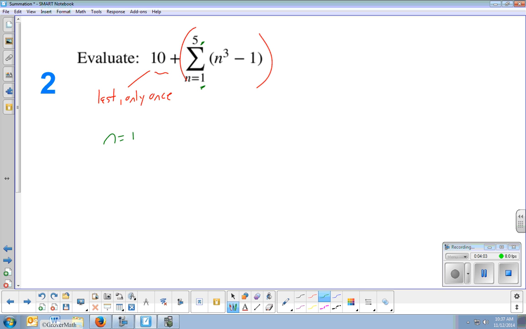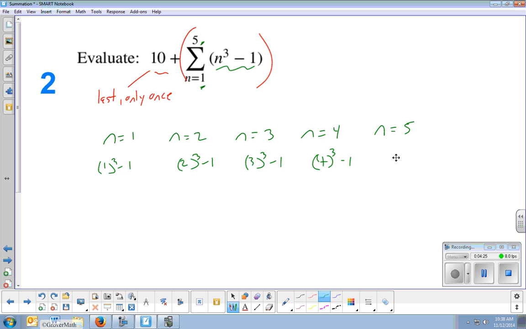So my start number is 1, my end number is 5, and we're using n as our variable. So that's n equals 1, n equals 2, n equals 3, n equals 4, n equals 5. And my expression, n cubed minus 1. It's 1 cubed minus 1, 2 cubed minus 1, 3 cubed minus 1, 4 cubed minus 1, and 5 cubed minus 1. So one at a time, you replace n with your values of n starting from 1 to 5 consecutive.